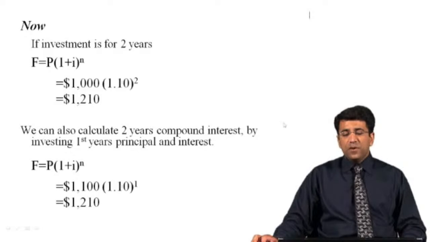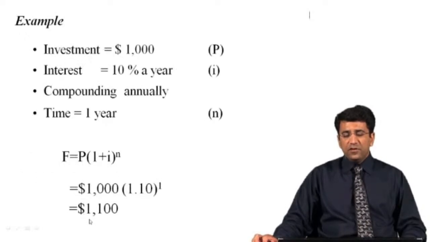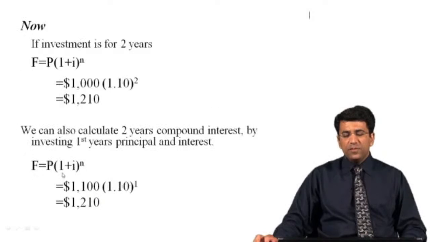We can also calculate the 2 years compound interest by investing first year's principal and interest. As you know, after 1 year we got the future value of $1,100, so we can alternatively calculate the future value after 2 years by using the formula F is equal to P(1 + I)^n. Now P is the value we get after 1 year, that is 1100. So 1100 multiplied by 1.1 raised to power 1 will be equal to $1,210. So you can use either of these ways to calculate the future value of money after 2 years.